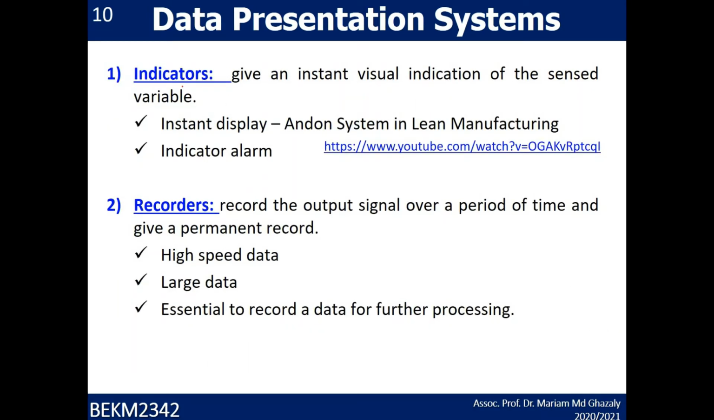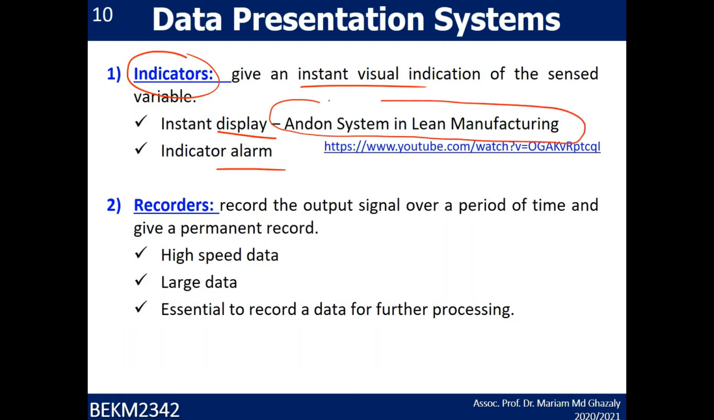So first we have the indicators. For this indicator, it gives an instant visual indication of the sensed variable. For example, you can see a display there or an alarm. So let's look at the Andon system in manufacturing. The Andon system is actually a visual system that has been used in Japan, so they call it Andon. I will play the video.